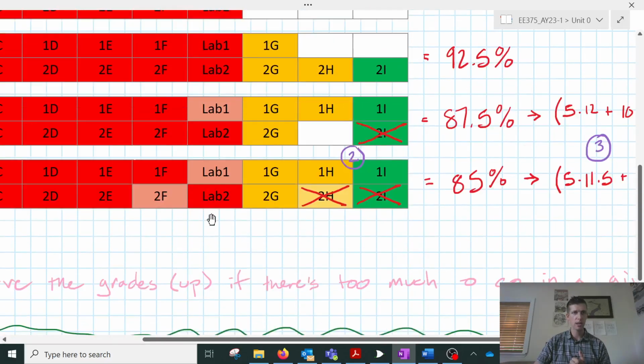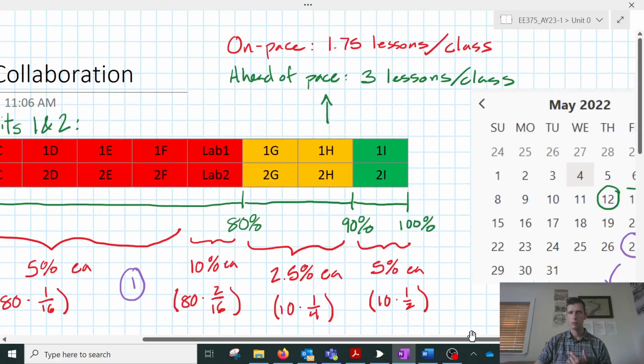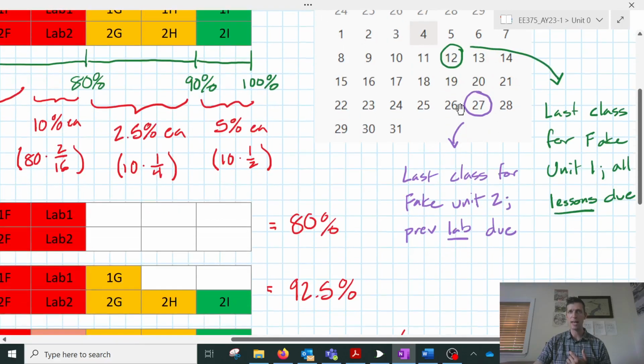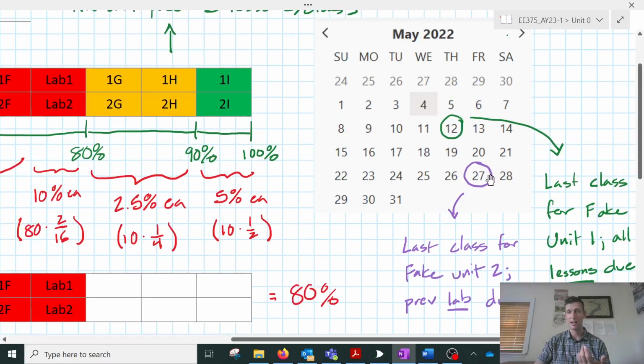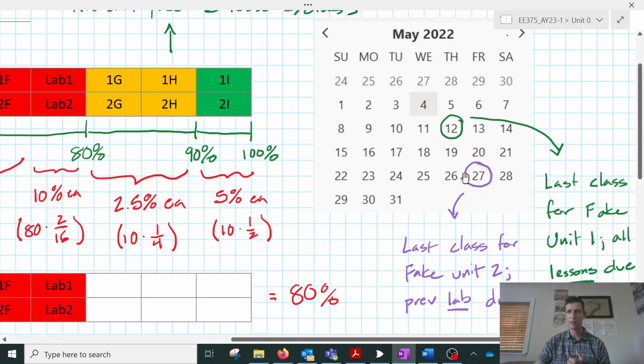Down here, I've got a student who turned in Lab 1 and Lesson 2F late. Lab 1 late means it got turned in after the 27th, because that was the first unit. Lesson 2F was late because it also was turned in after this date. Because it was a lesson for Unit 2, it had to be in on this date, because that's the last date for Unit 2. All right.